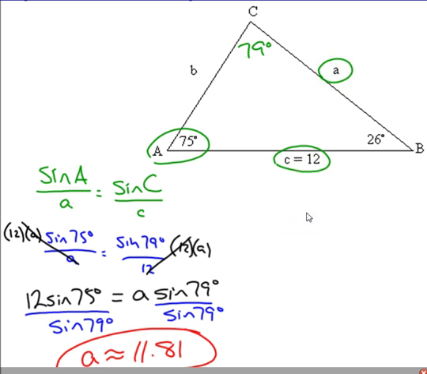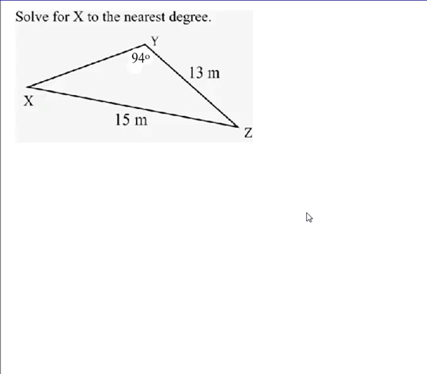Okay, in our last example, we're going to look at solving for an unknown angle using the law of sines. I'd like you to sketch out this picture and write down the given information and what it is that we're trying to solve for. We're trying to find angle x to the nearest degree. This picture is not necessarily drawn to scale.